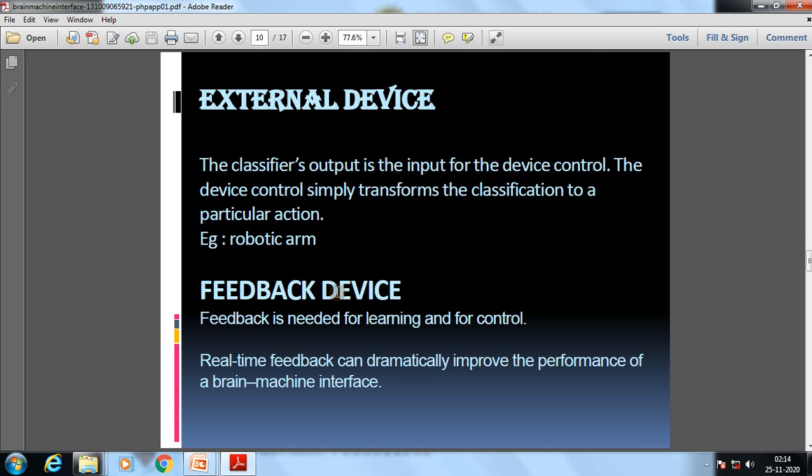External device. The classifier's output is the input for the device control. The device control simply transforms the classification to a particular action, such as moving a robotic arm. And feedback device. Feedback is needed for learning and for control. The real-time feedback can dramatically improve the performance of a brain-machine interface.